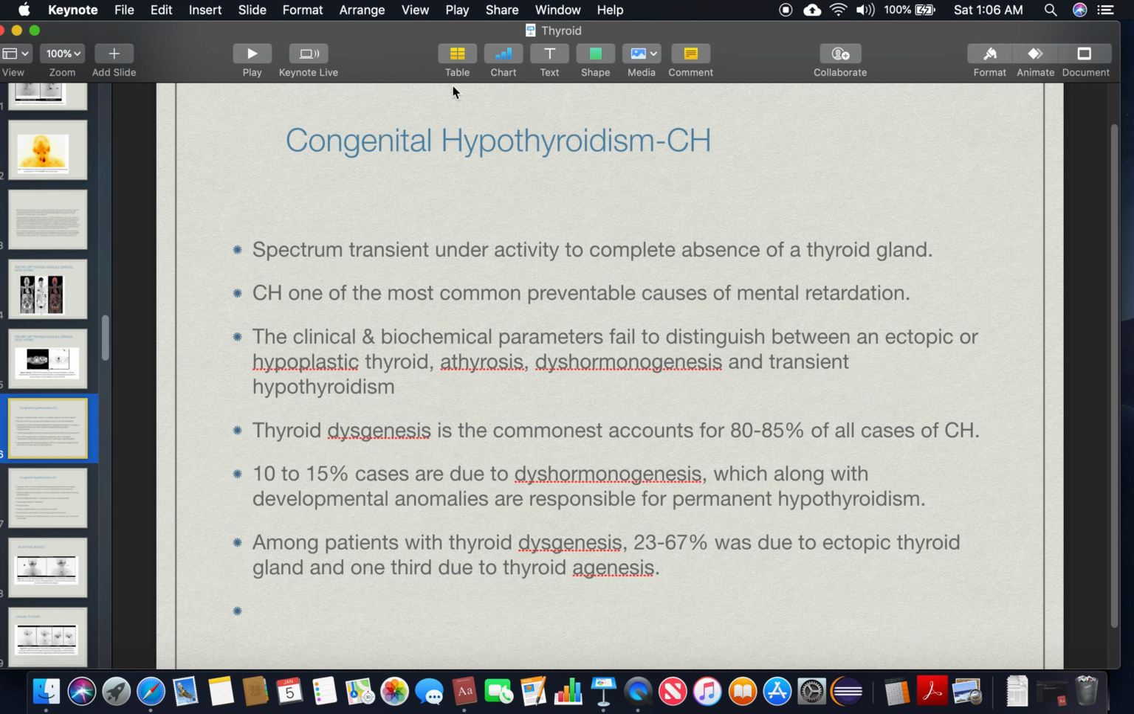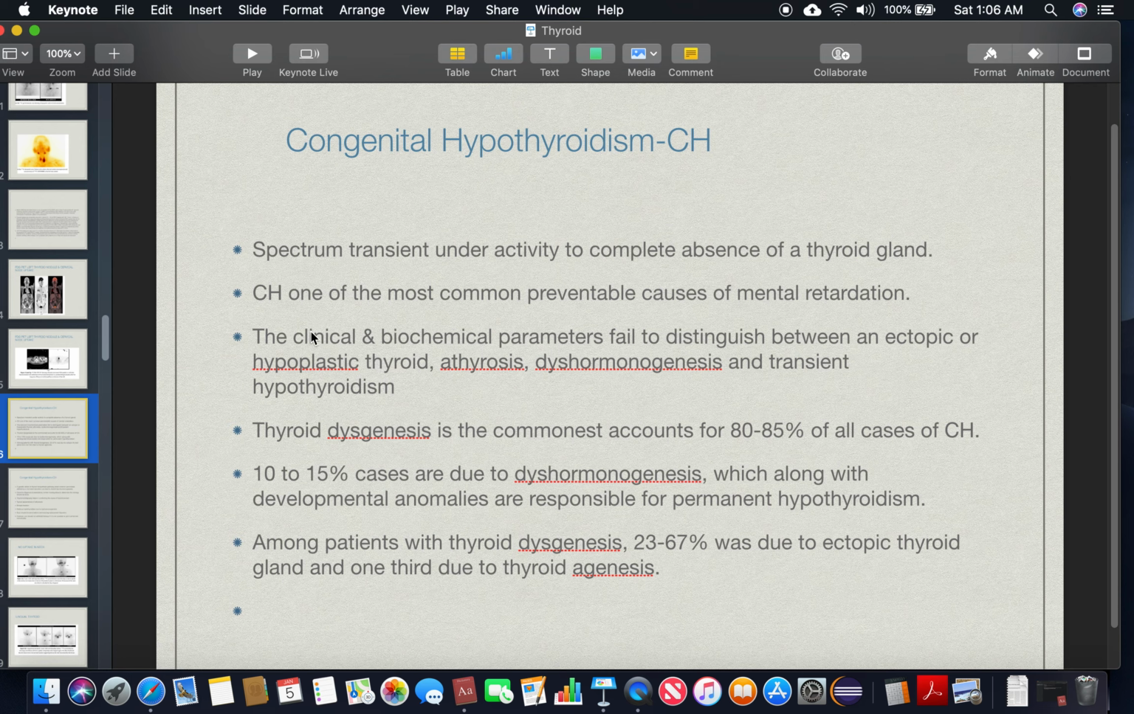So I'm going to touch briefly on congenital hypothyroidism. Now it has a wide spectrum. One can be that the gland is underactive, and the other variety could be a complete absence of the gland, and in between you have many other causes or problems.